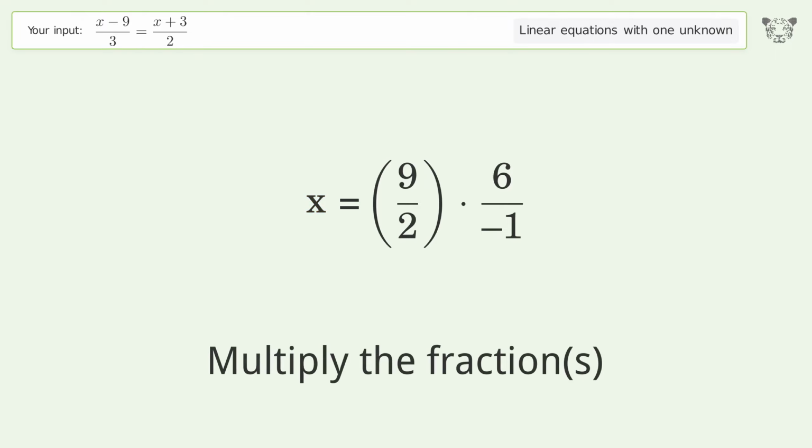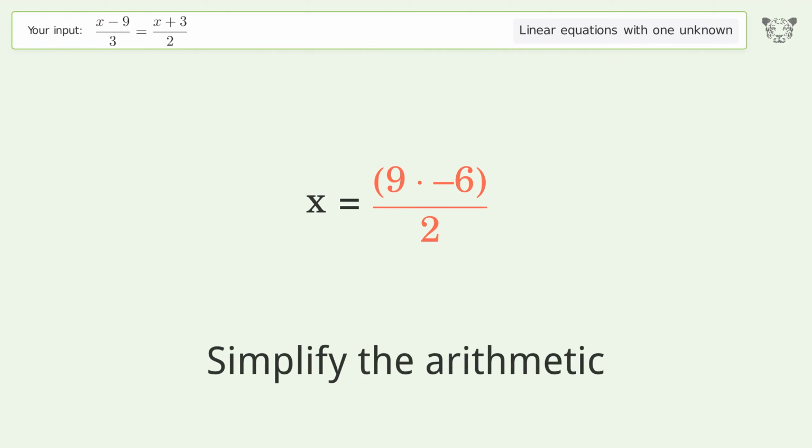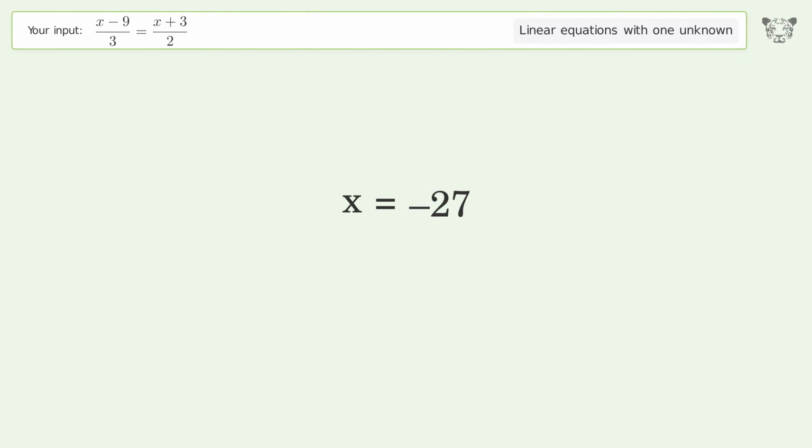Multiply the fractions. Simplify the arithmetic. And so the final result is x equals -27.